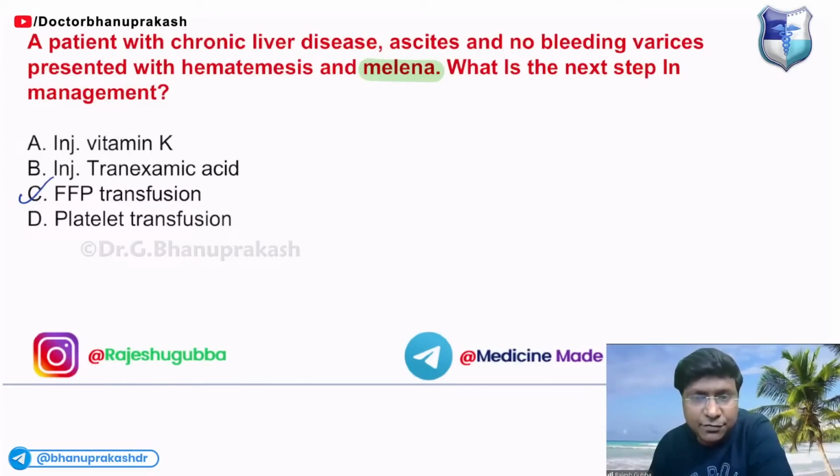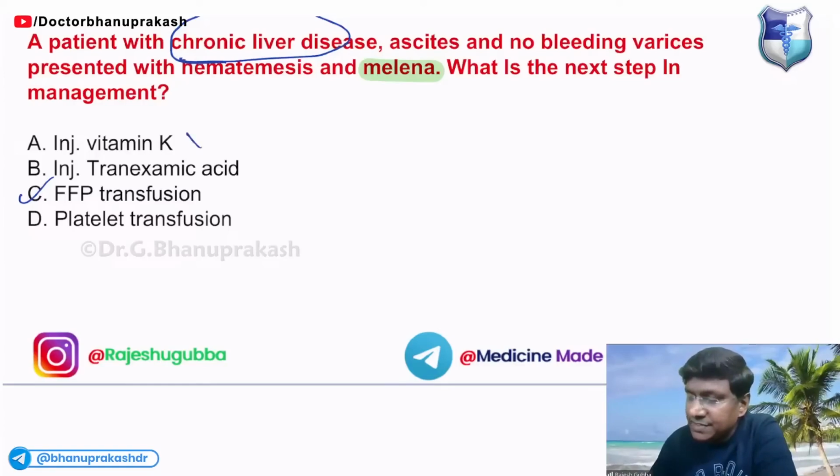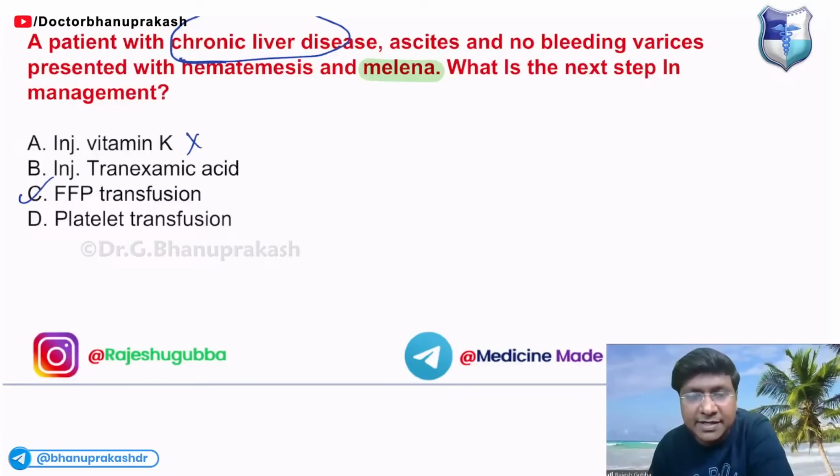Why are you giving fresh frozen plasma? See, the patient is having a chronic liver disease. When the patient is having a chronic liver disease, can the liver synthesize the coagulation factors? No. Vitamin K is required for synthesis of factors 2, 7, 9, 10 by the liver. But here the liver itself is damaged. So is your vitamin K useful? No. So vitamin K is of no use.